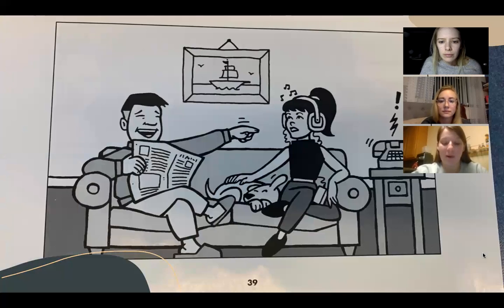Frank is reading the paper and the telephone is ringing and ringing, so he says to his daughter, "Answer the phone." What does Frank say to his daughter? Answer the phone. Good job. Frank is reading the paper and the telephone is ringing and ringing, so what does he say to his daughter? Answer the phone. Great job. So that is all we're going to do today.